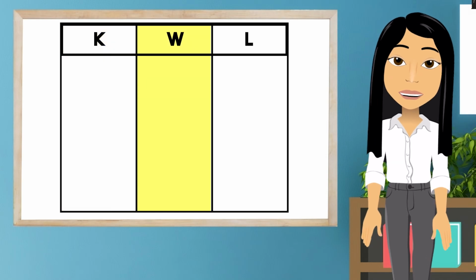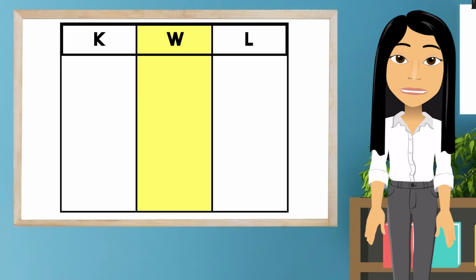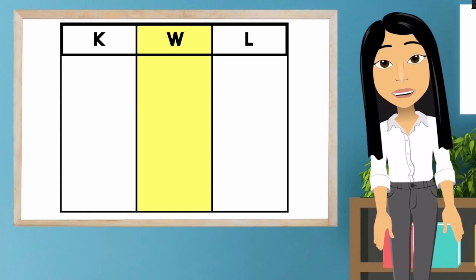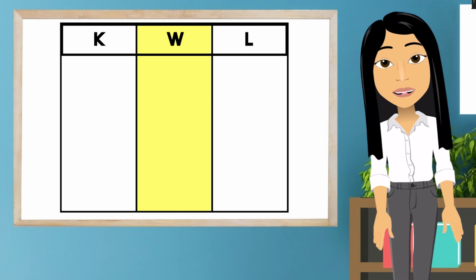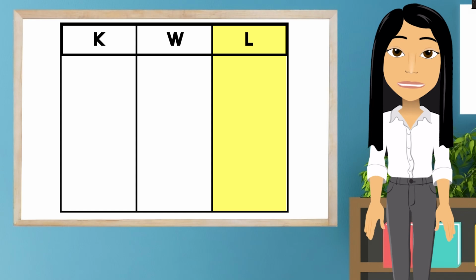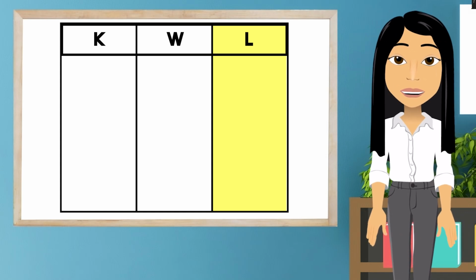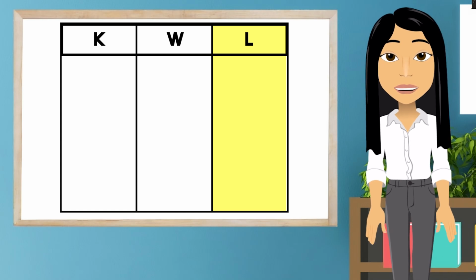The W column is where you list what you want to know. This step helps you set a purpose for your reading and keeps you focused on finding specific information. It's like creating a shopping list before going to the grocery store. You know exactly what you're looking for. Finally, the L column is where you record what you've learned after reading. This step reinforces your new knowledge and helps you reflect on what you've gained. It's like taking a moment to appreciate what you've accomplished after a workout.